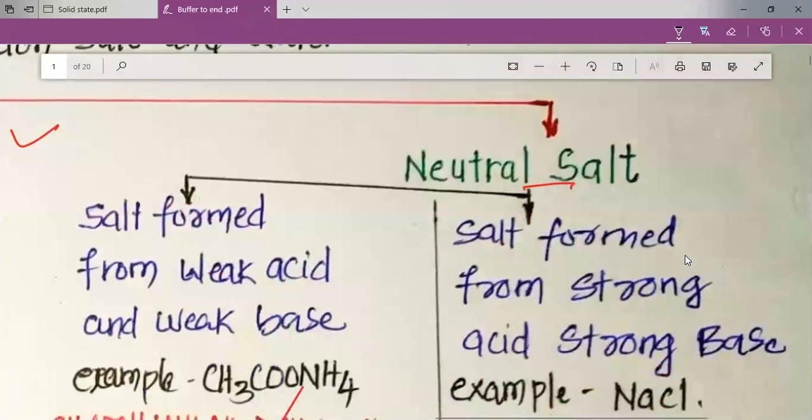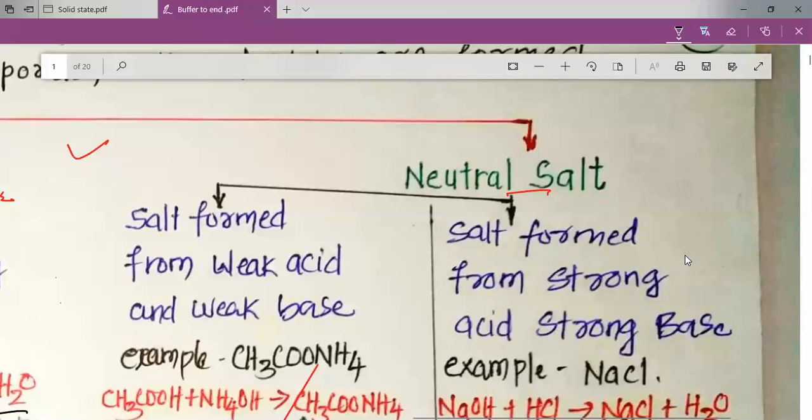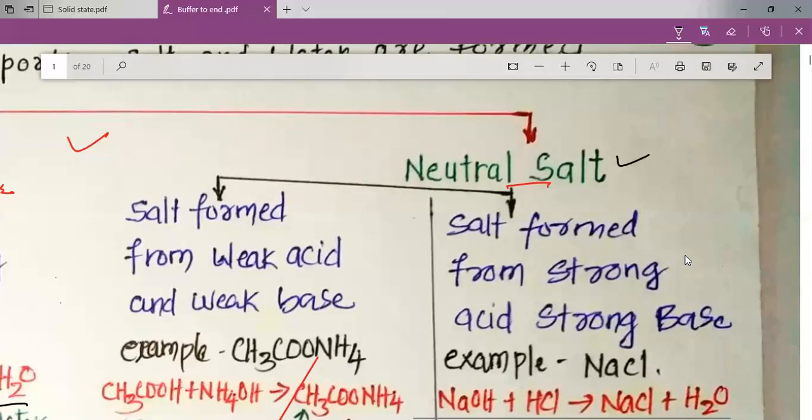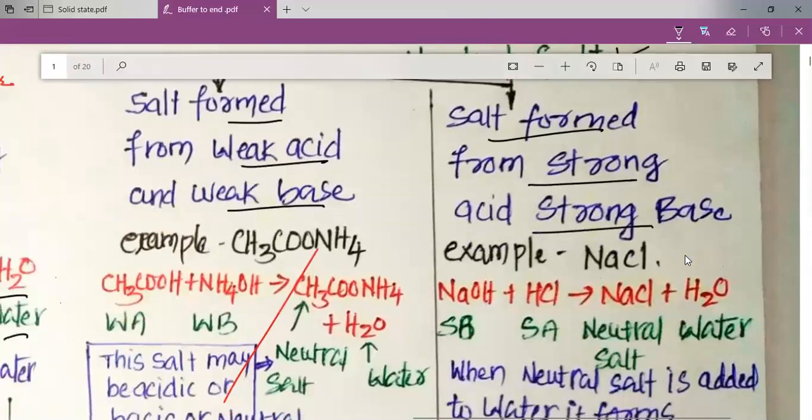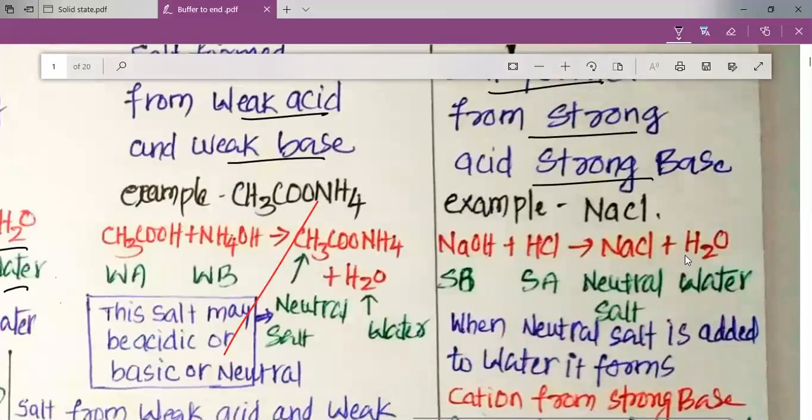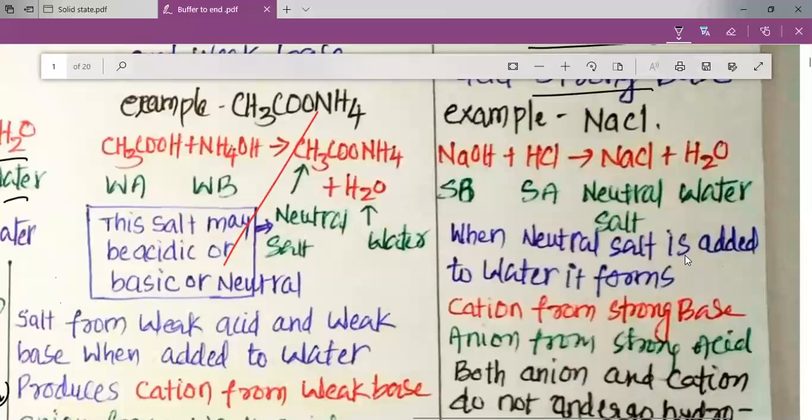Now we want to study a new type of salt, which is known as the neutral salt. Now this neutral salt can be of two types. One is salt formed from the weak acid and weak base. Another is salt formed from the strong acid and strong base. Let us first study the salt formed from the strong acid and strong base. So let us say the salt NaCl, which is produced from the strong base NaOH and strong acid HCl, that is NaCl and water is formed.